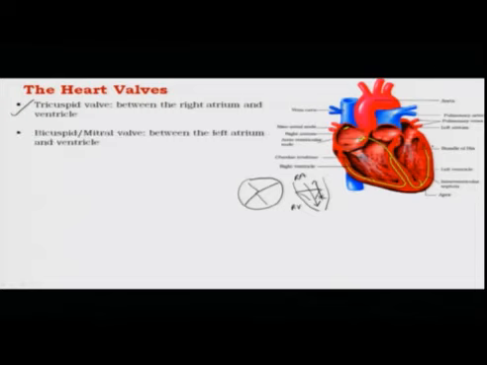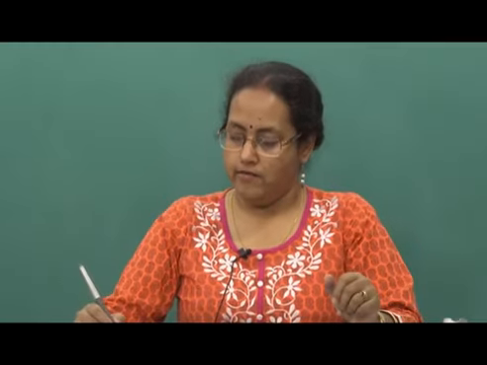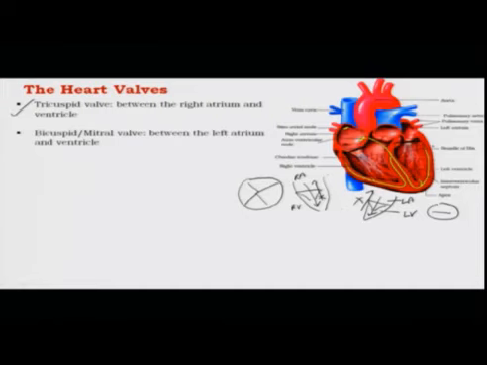What about the bicuspid valve? On the other side of the heart, on the left side, you have the bicuspid valve, which lies between the left atrium and the left ventricle. It is called bicuspid because it has only 2 leaflets which open up and it looks like this. Here also the blood is only allowed to go in this direction from the left atrium into the left ventricle and never backwards. That is not allowed.